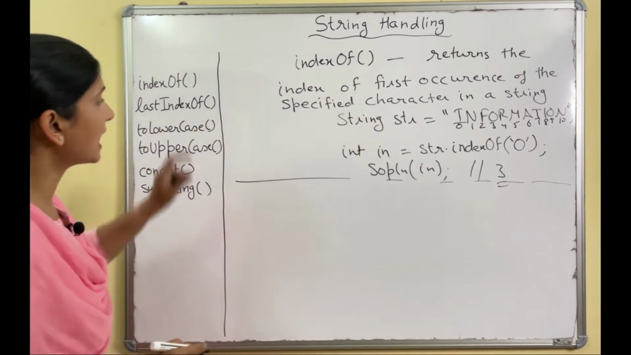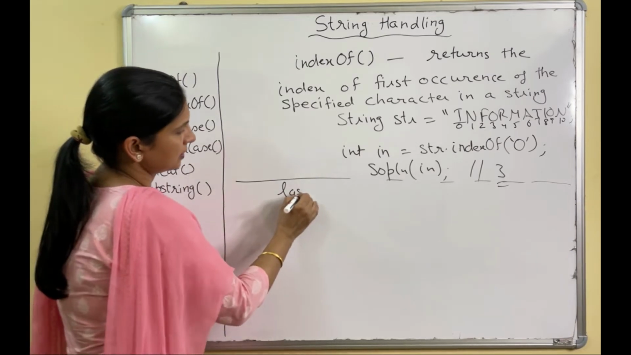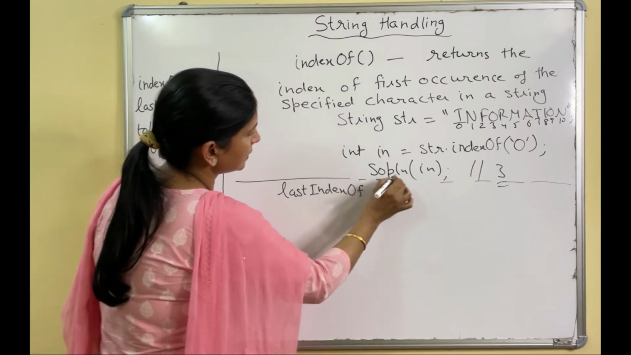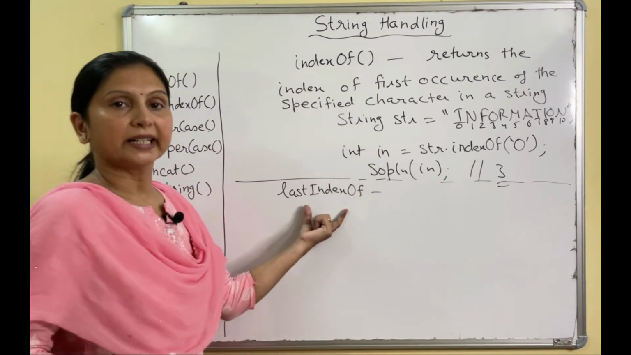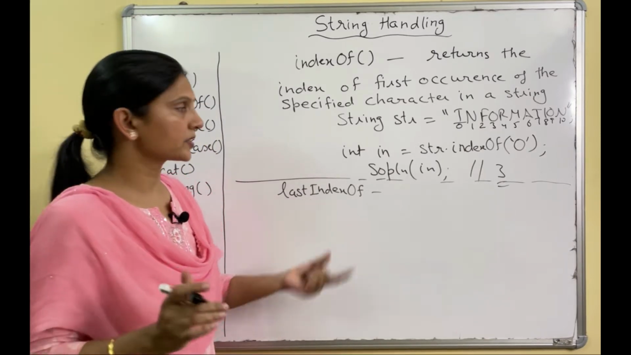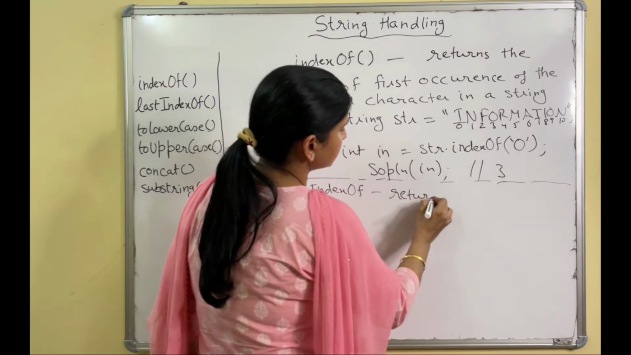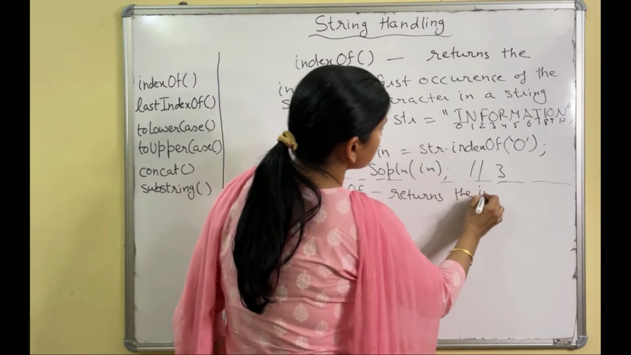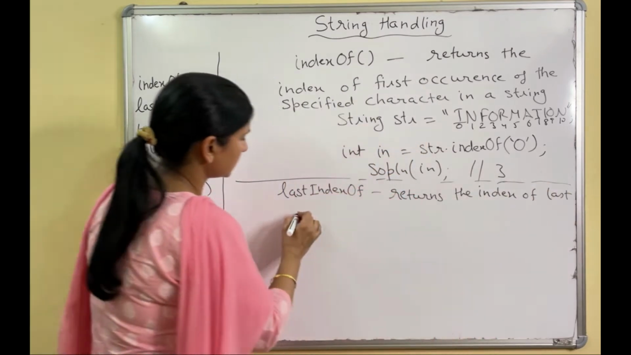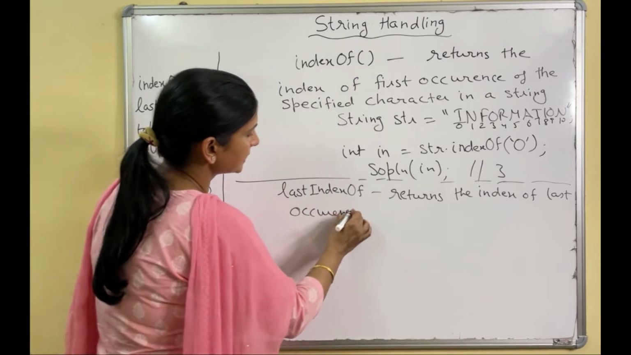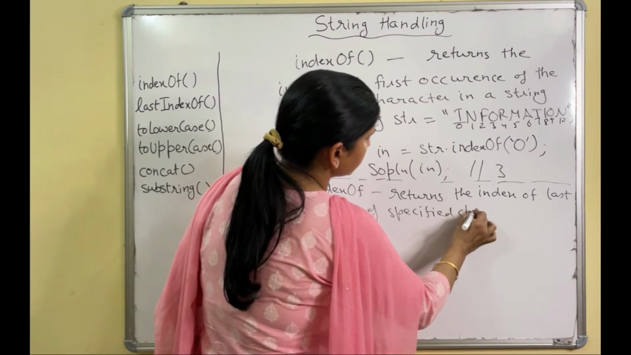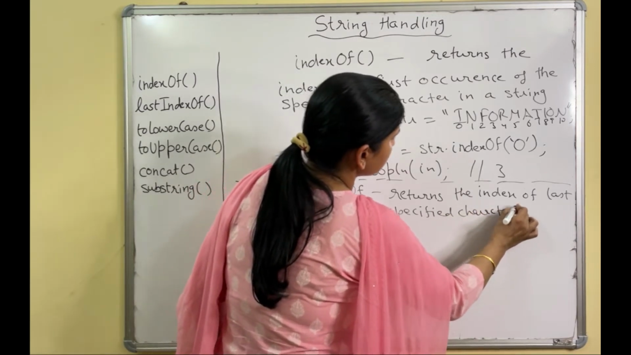Now the next is lastIndexOf. As the name indicates, it returns the index of the last occurrence of the specified character in a string. Returns the index of the last occurrence of the specified character in a string.